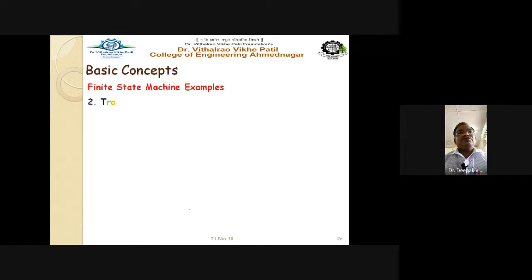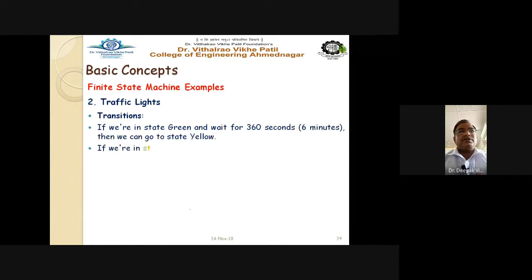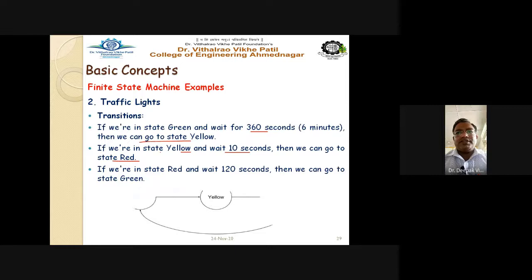This is the way. So see here, the transitions are: if we are in green state and wait for 360 seconds, then we can go to the state yellow. If we are in state yellow and wait for 10 seconds, then we can go to the state red. And if we are at red state and wait for 120 seconds, then we can go to the state green. Suppose the initial state is green, then if we supply 360 seconds, means if you wait for 6 minutes, then you go to the yellow light, means the yellow signal will glow here.